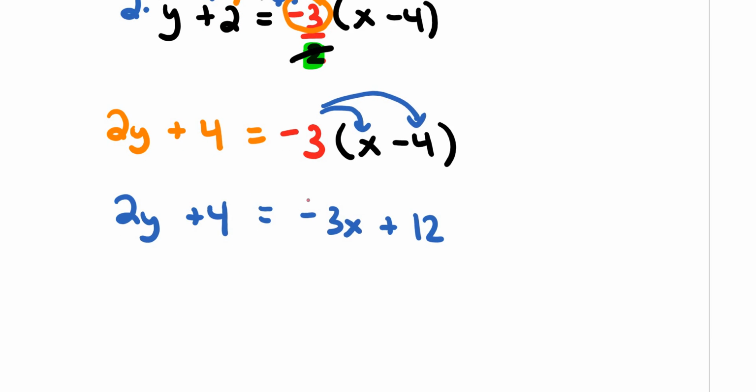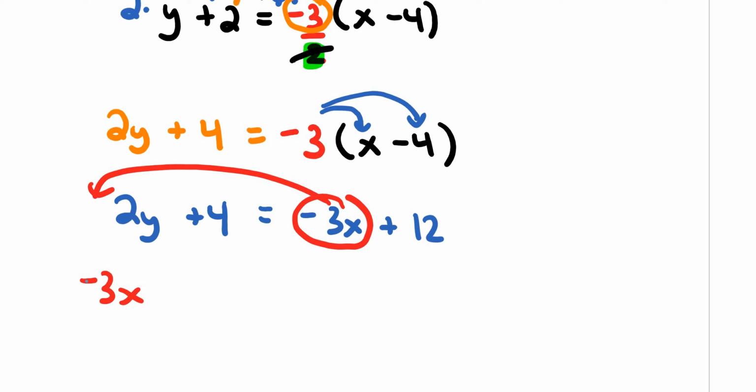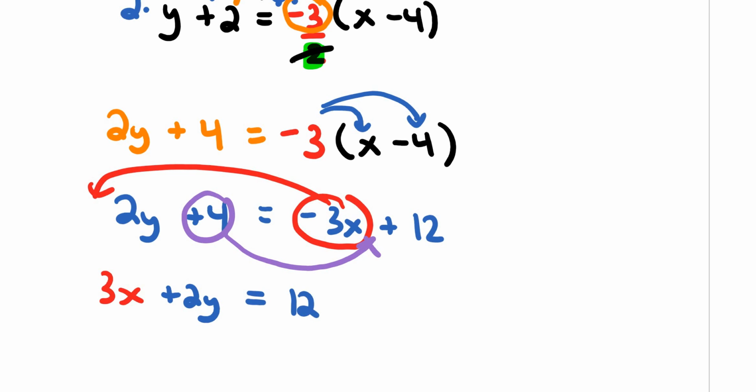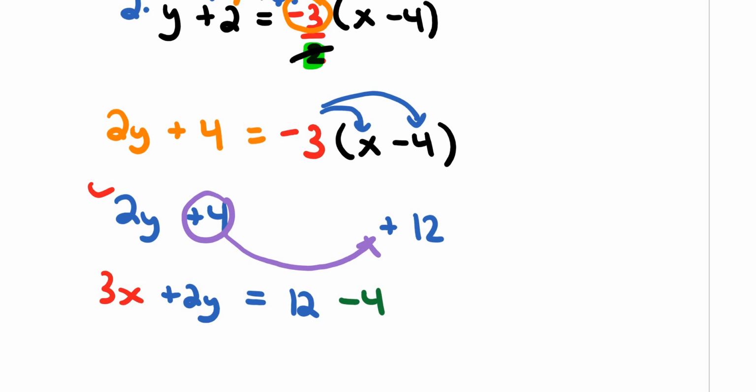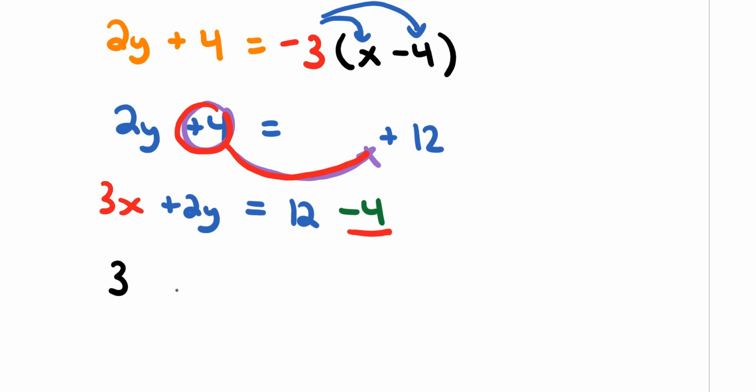All right, almost done here. I will circle this -3x, and I'll bring it over. And if I do that, I get a -3x. Sorry, positive 3x. Positive 3x, and then positive 2y. And then this positive 4, let's bring that over. And if I do that, I get 12, and then minus the 4. Hopefully that's okay, right? If I bring this positive 4 over to the right-hand side, it should become -4, right? So final steps, 3x plus 2y, and 12 minus 4 is going to be 8. So there's your final answer for that particular problem.